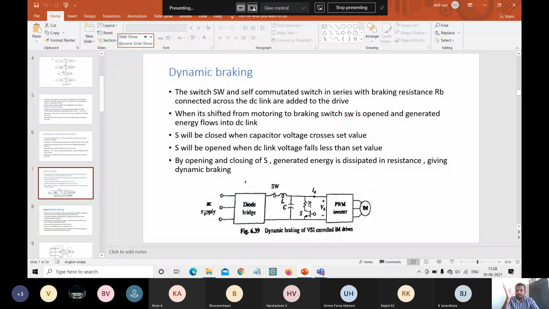So this is one more point. After the voltage falls below the prescribed value, then again S will be opened. S is nothing but our transistor. S will be opened.